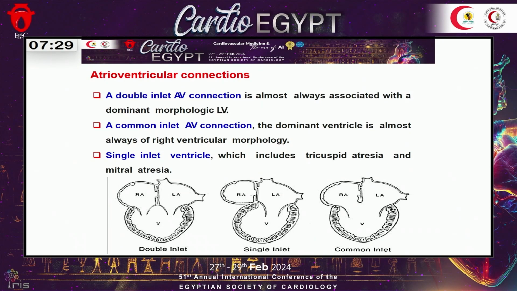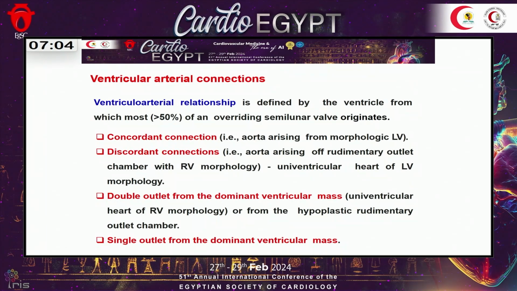According to the atrioventricular connections, there is a double inlet AV connection, usually associated with left ventricular morphology; a common inlet single ventricle, usually associated with right ventricular morphology; and a single inlet, as in tricuspid or mitral atresia. The ventriculo-arterial connection is either concordant, discordant, double outlet from the dominant ventricle or from the rudimentary chamber, or single outlet heart.